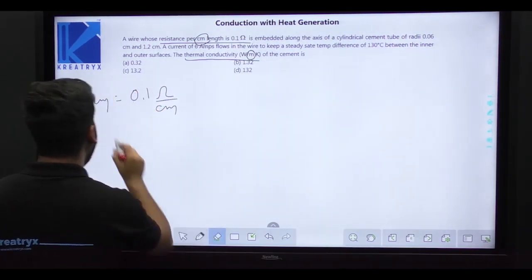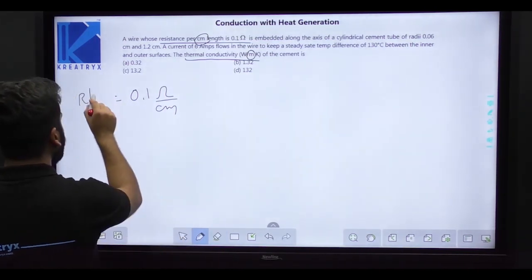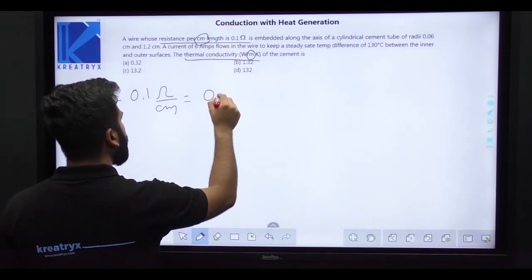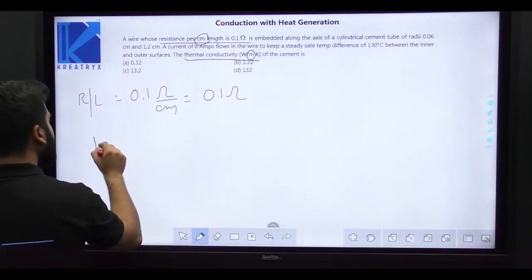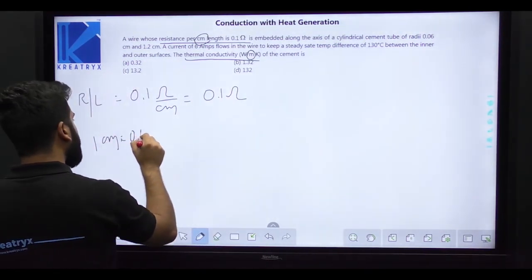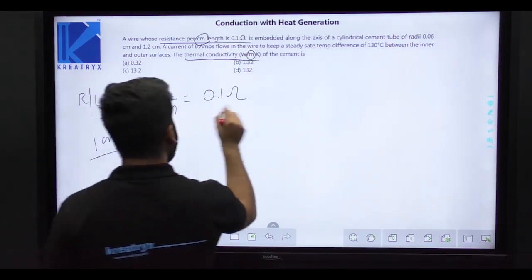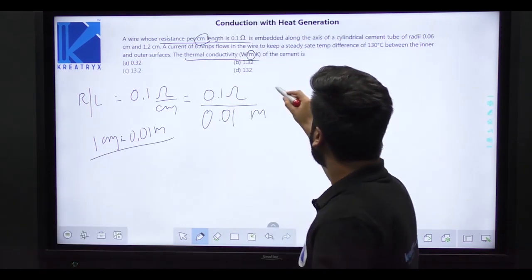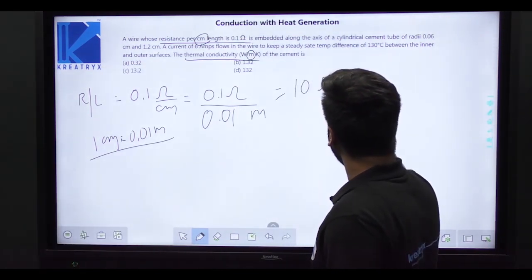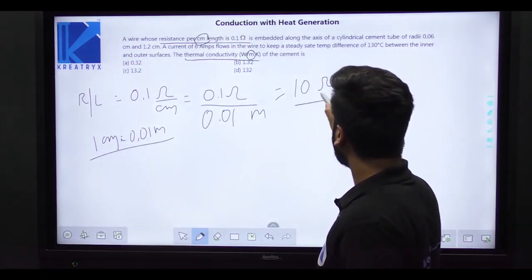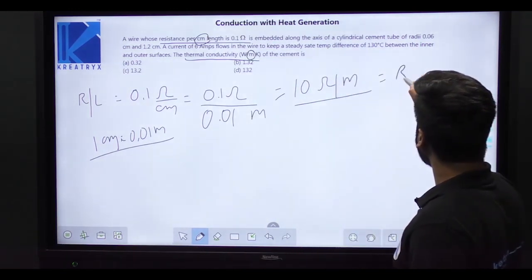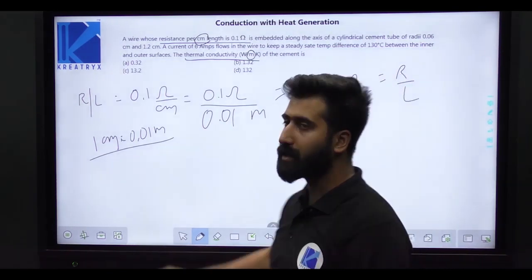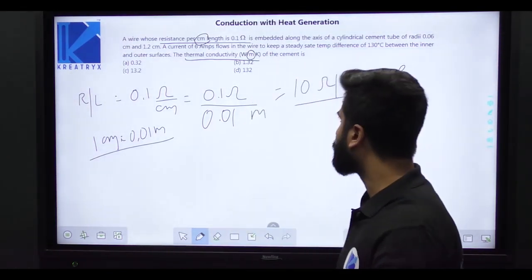This will be L. So convert it. 0.1 ohm, 1 centimeter is equal to 0.01 meter. So this is 0.1 divided by 0.01 meter, that implies this is 10 ohm per meter. What is this? This is R by L. Do not forget that it is resistance per unit length that is given.